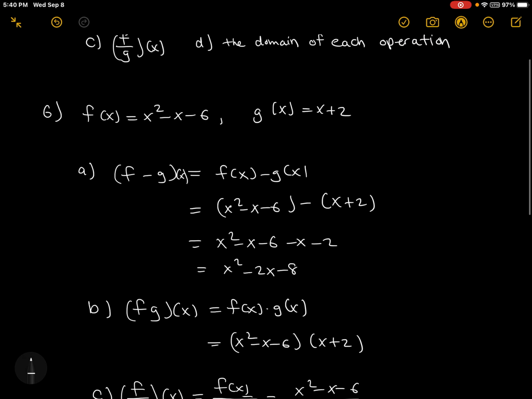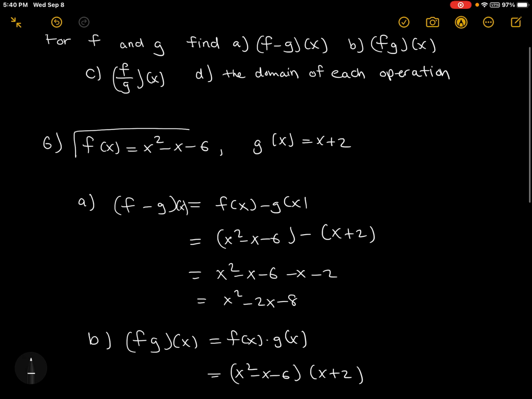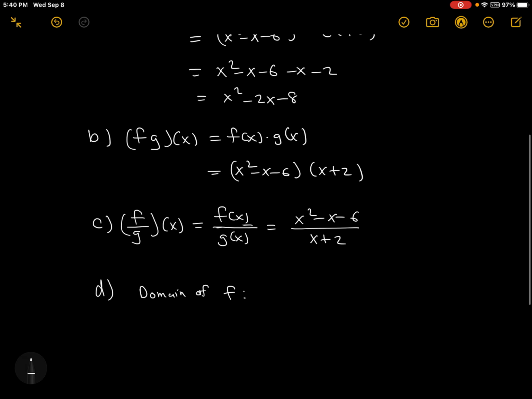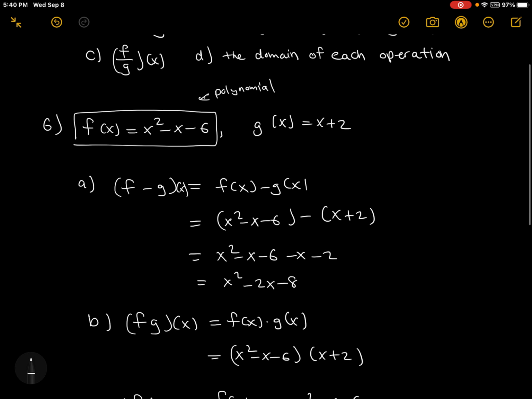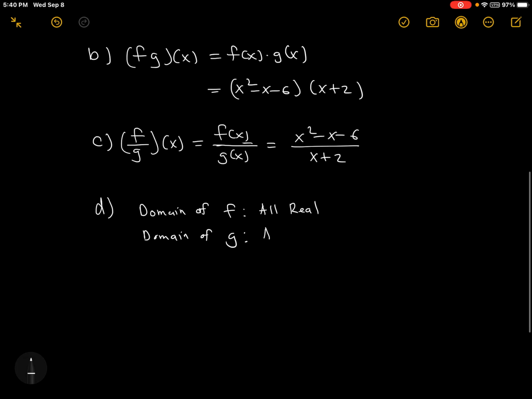So over here, this is a polynomial, right? More specifically, it's a quadratic. And the domain of a polynomial function is just all real. There's not much work you need to do. So I'm just going to say all real. And the domain of g, this is a linear function, okay? And in general, for linear functions, the domains are all real. Okay, so now that I have the domain of f and g, I can go back and take a look at the domain of each operation.